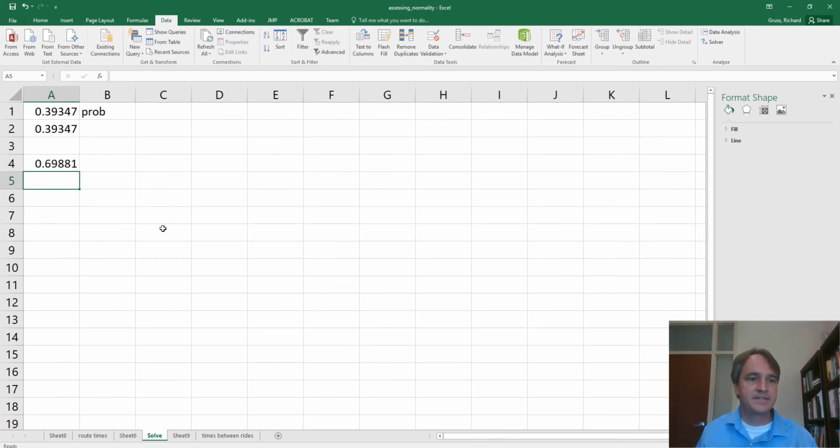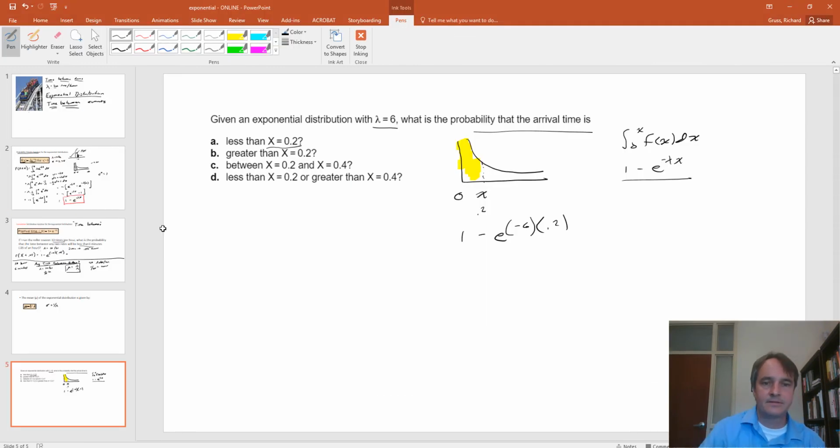Okay, so 0.6988. So this area here gives us that probability, and the probability that it's less than 0.2 is going to be 0.6988. And so that's a 70% probability. So that's a lot of the probability mass that's under there.